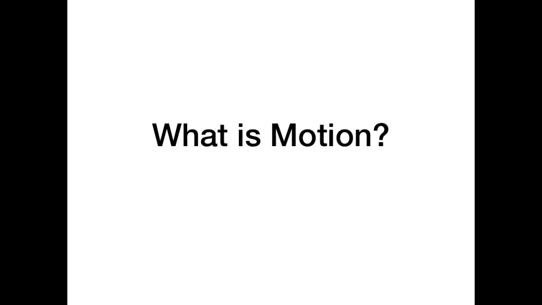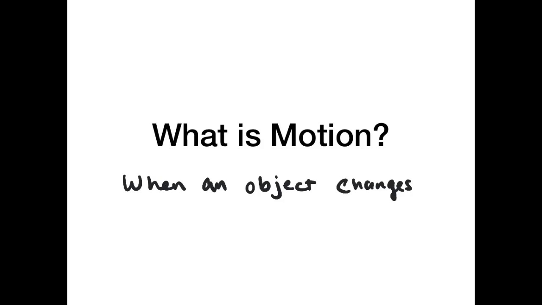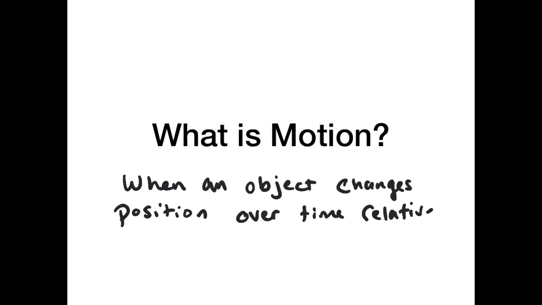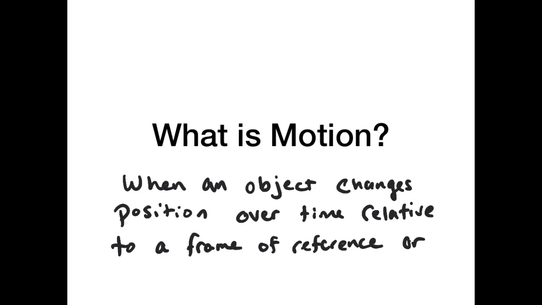Motion can be defined as when an object changes position over time relative to a frame of reference or a reference point.